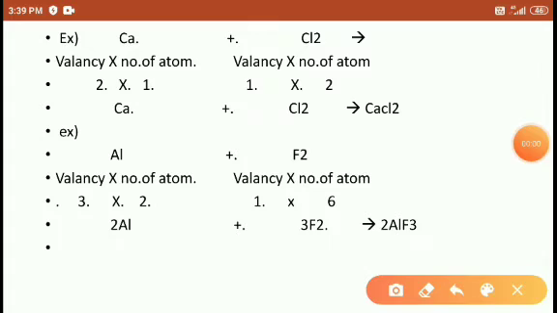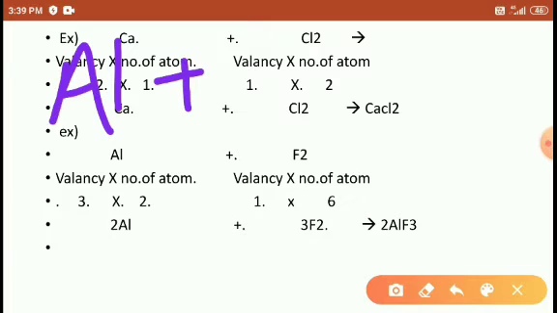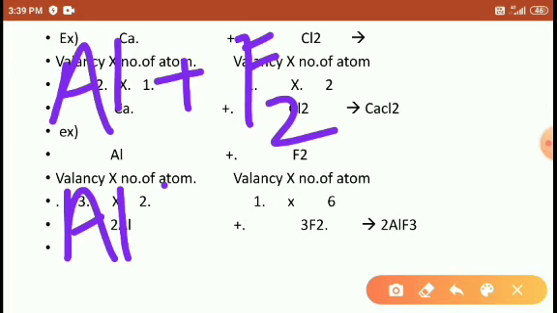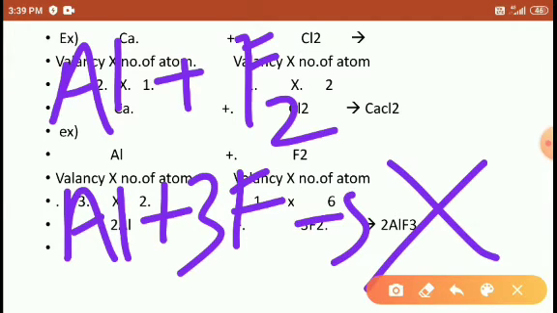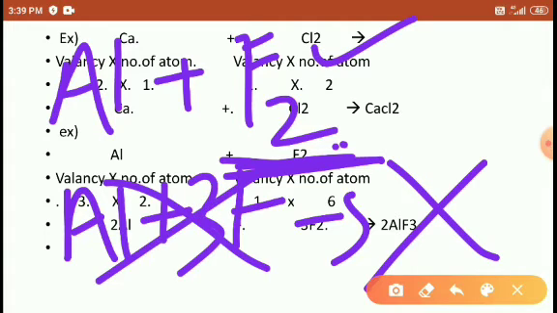Similarly, students, one more important example. The aluminum has to react with fluorine. How many fluorines? 3 fluorine. So we can't write aluminum plus 3F. This is incorrect, because in the atmosphere fluorine is available as F2. So we have to write in this form only. This is the correct method and this is the wrong method.